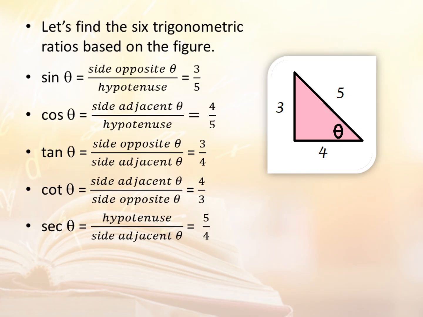The secant theta is hypotenuse over the side adjacent theta, so the hypotenuse is 5, while the side adjacent theta is 4, so that is 5 over 4. The cosecant theta is hypotenuse over the side opposite theta. The hypotenuse is 5, while the side opposite theta is 3, so that is 5 over 3.